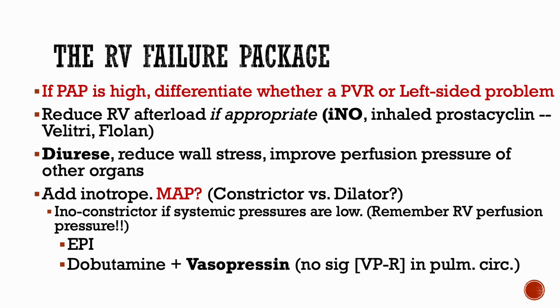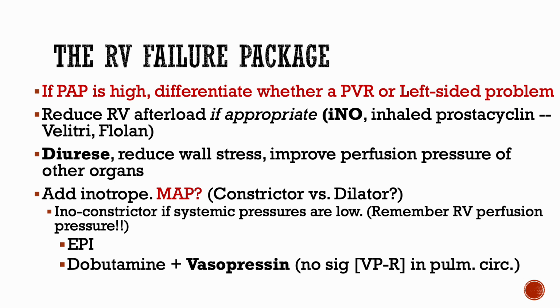So what happens when you do see RV failure? This is kind of the classic RV failure package. Well, first off, when you see the pulmonary artery pressure is high, figure out whether it's a high PVR problem, pulmonary vascular resistance problem, or a left-sided problem. If it's a high pulmonary vascular resistance problem, you're going to do something to lower that resistance. If it's a left-sided problem, you're going to be doing things that would increase left-sided output, be it diuretics, afterload reduction, inotropes being the primary ones, or fixing a valve, bypassing a heart, whatever, bypassing a coronary.